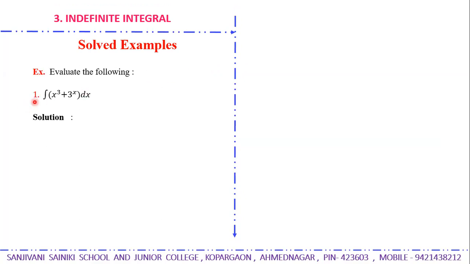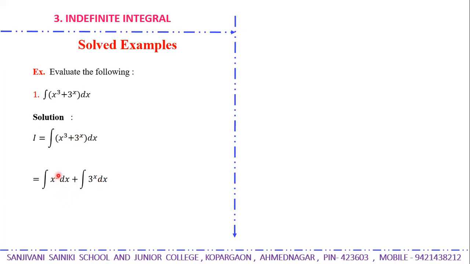Look at this example. Evaluate the following: integral of x cube plus 3 raised to x into dx. We have to find the integral. So generally we denote the integrals by I. So I is equal to integration of x cube plus 3 raised to x into dx. So it is the addition of two functions, and we have to take the integrals. So we will separate the integrals: integral of the first function plus integral of the second function.